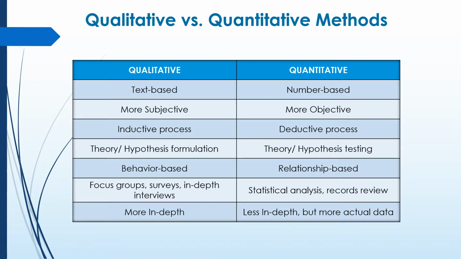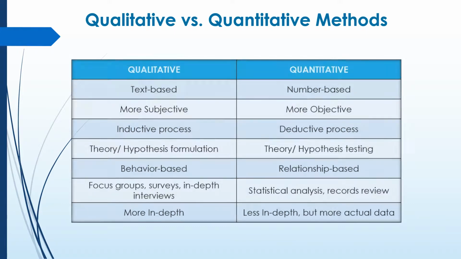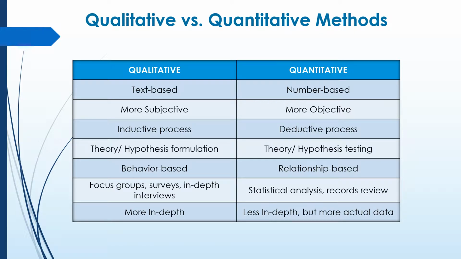It is important to make the distinction between qualitative and quantitative methods of data collection and analysis. Using both methods gives breadth and depth to your research. Qualitative data is text-based versus quantitative is number-based. It is more subjective, where quantitative is objective.